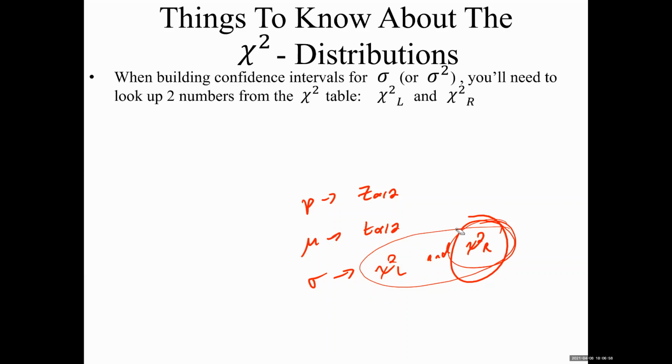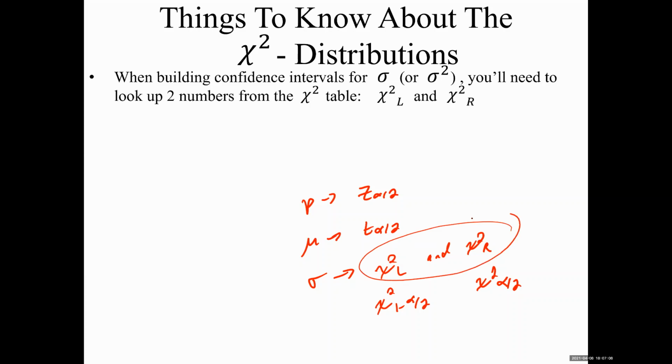But I think the book's notation, if we care, is chi-squared 1 minus alpha over 2 for this one, and chi-square alpha over 2 for this one. But it just gets a little too ugly. So I call it chi-square left and chi-square right. So you're going to have to look up 2 numbers in the chi-square table.